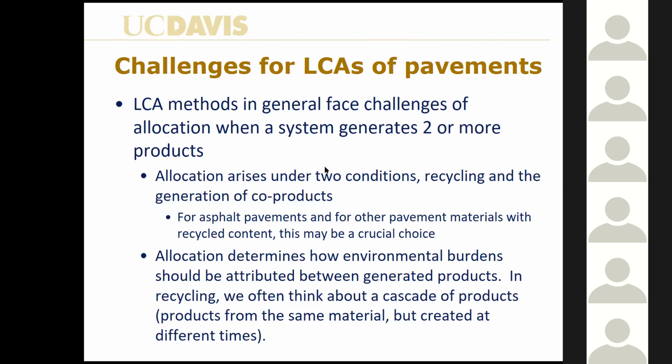I already mentioned what a co-product is, but if we look at asphalt pavements or especially RAP, what we're really concerned with is this generation of recycled material, which has a second product life, or maybe a third, fourth, or infinite product lives. And we have to figure out how we're going to apportion the impacts or benefits of using recycled content or generating recycled material among these different product systems. So the key idea is if we ever generate more than one product, we have to think about how to divide up or attribute impacts among those different products.